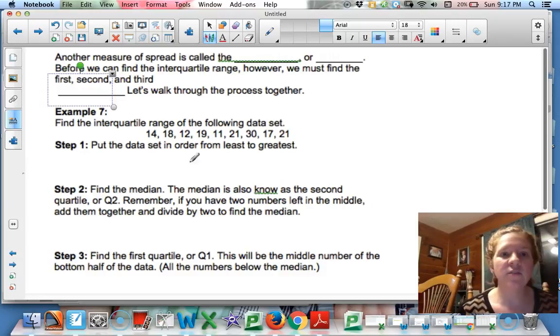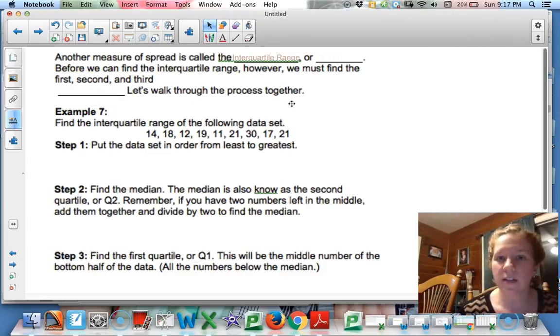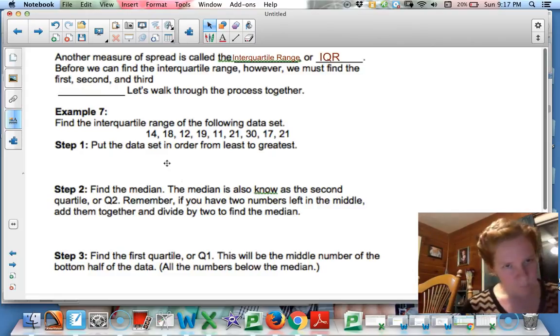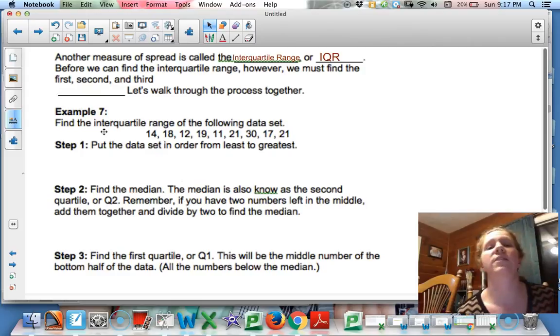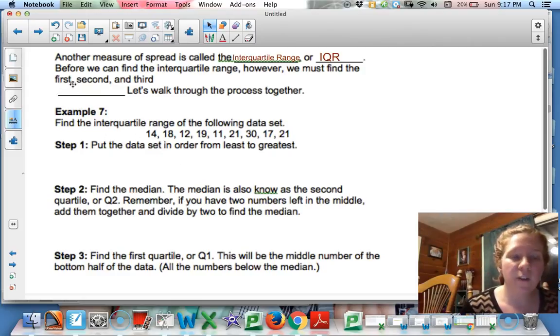The second measure of variability is a bit more complicated. It is called the interquartile range. Sorry we didn't give you enough space to write that there. We typically refer to it, though, as the IQR, because we're lazy. Before you can find the interquartile range, there's a couple of other things you need to do. You first have to find the first, second, and third quartiles.